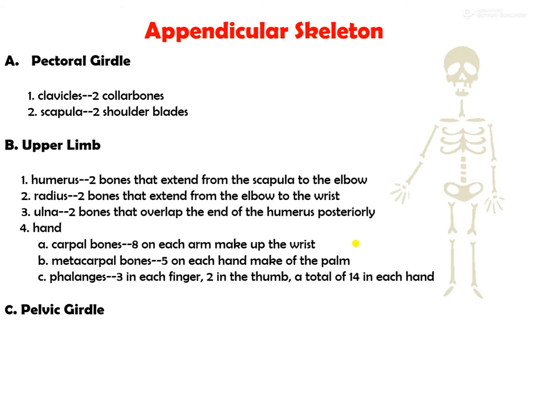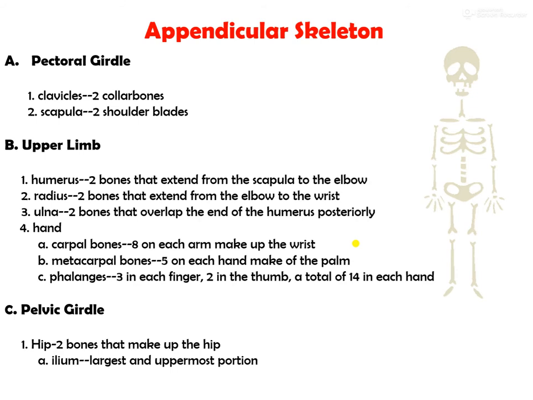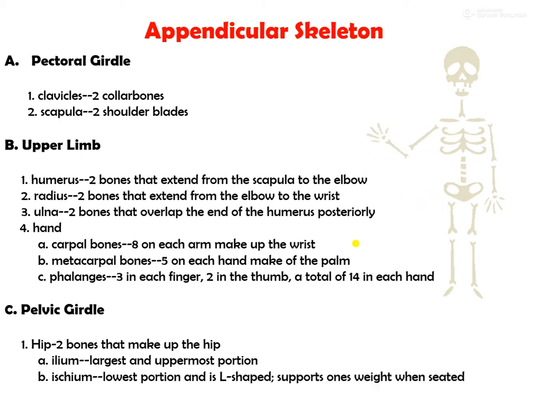Next one, the third one, is the pelvic girdle. They contain the hip, two bones that make up the hip. Ilium, the largest and uppermost portion. Ischium, the lowest portion, which is L-shaped and supports one's weight when seated. Third one is the pubis, the anterior portion.